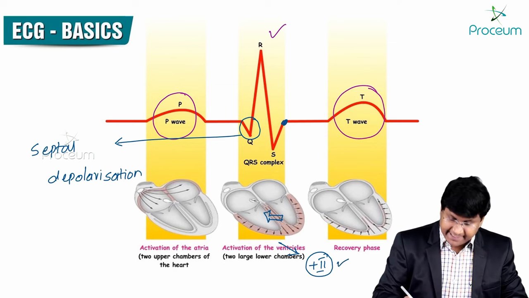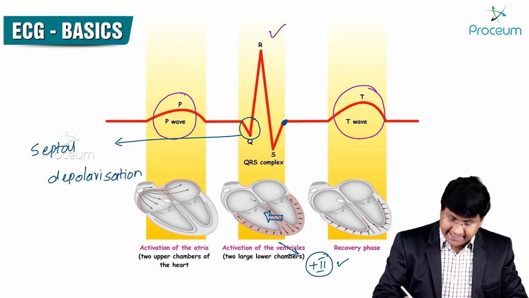Next, the other important basics you need to know is about the calibration of the ECG. What is the standard calibration? Standard calibration is 1 centimeter. So 1 centimeter is how much? That is 10 mm. 1 centimeter is nothing but your 10 mm. So 10 mm is nothing but your 1 millivolt. That is the standard calibration.